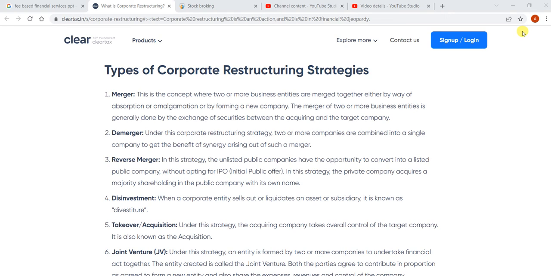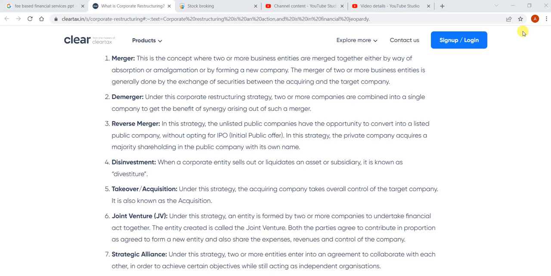Sixth, joint venture. Under this strategy, an entity is formed by two or more companies to undertake a financial act together. The entity created is called the joint venture. Both the parties agree to contribute in proportion as agreed to form a new entity and also share the expenses, revenues, and control of the company.